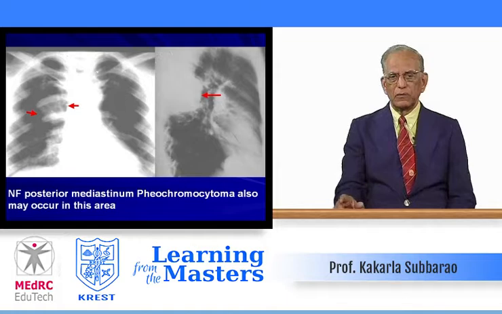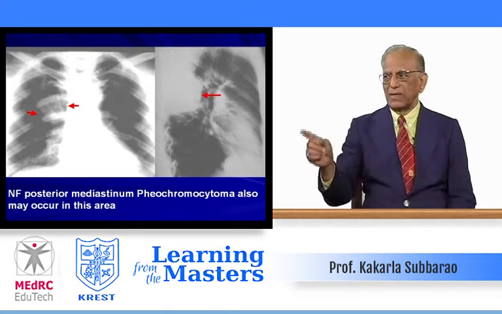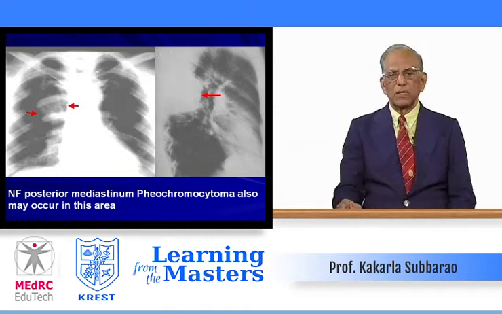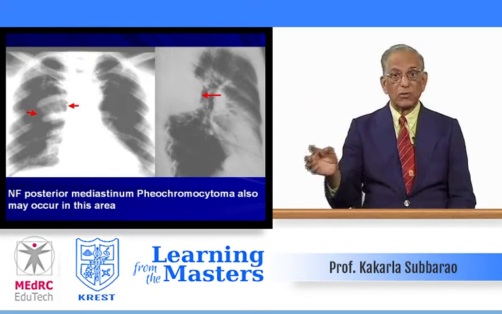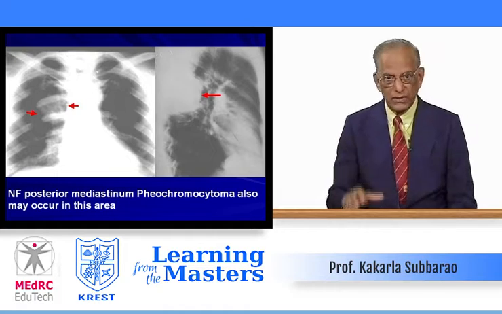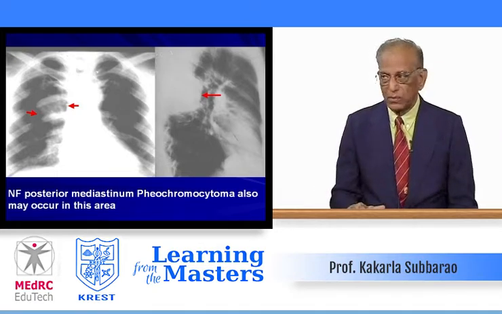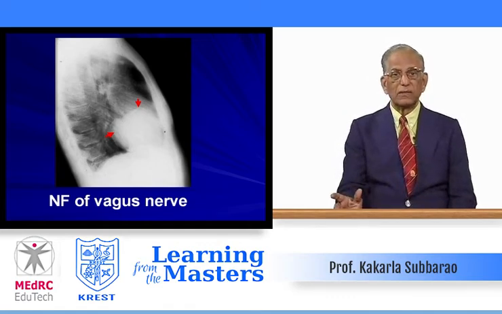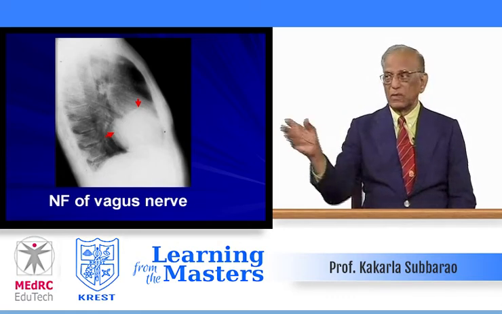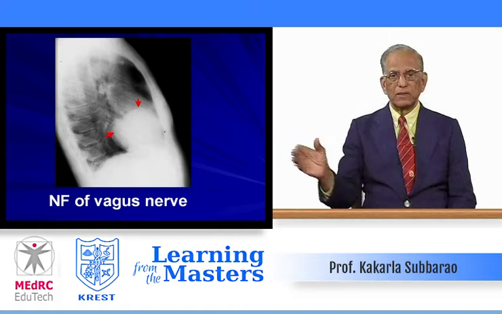One more patient comes with hypertension, PA view of the chest, pheochromocytoma, a lateral mass, and which is in the posterior mediastinum. As I said earlier, most of the posterior mediastinal masses are neurogenic, and pheochromocytoma can also occur because of the sympathetic chain paralleling the vertebral column. Neurofibroma of the vagus nerve, very rare. This particular one from the Montefiore Museum I got it.